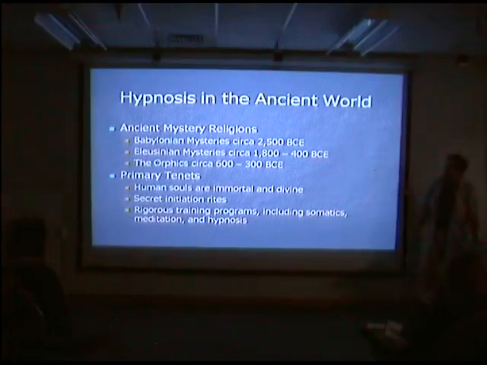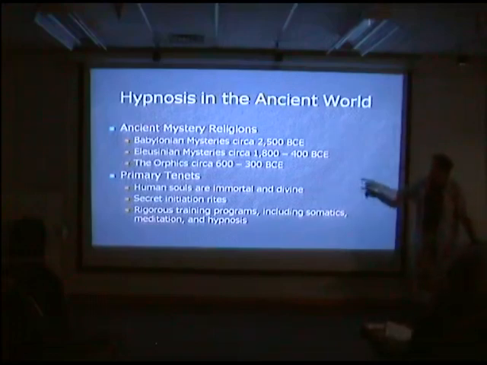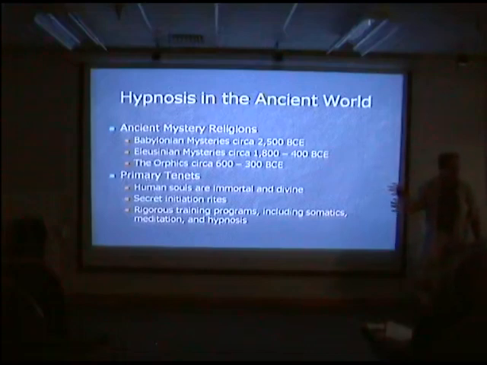It was practiced by the Eleusinian mysteries between 1800 and 400 BCE, and it was used by the Orphics between 600 and 300 BCE. So we've got enough of the records from that time period to actually see their use of hypnosis. Now, it was secret. Remember, these are mystery religions. Everything they did was secret, punishable by death if you revealed the secret.